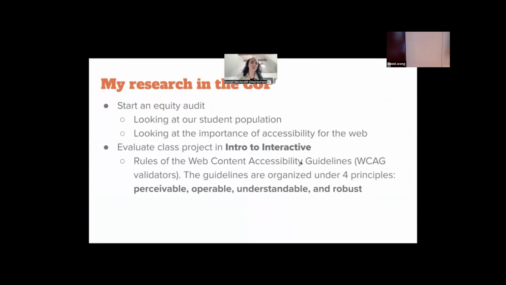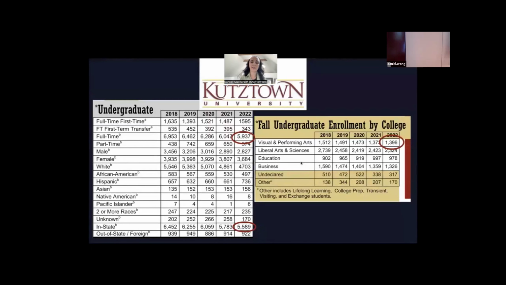And my research that I was looking deeper into was for a specific class. So you could pick a syllabus, a lesson plan, or a project. I chose a class project for my Intro to Interactive class. I started with an equity audit of looking at our student population and then looking at the importance of web accessibility. I specifically looked at WCAG's guidelines.